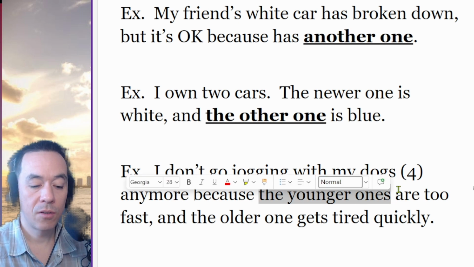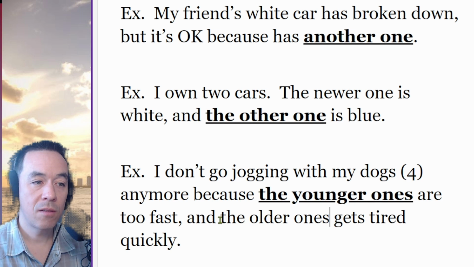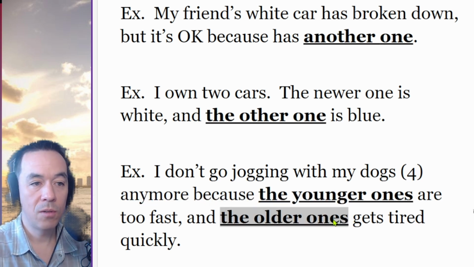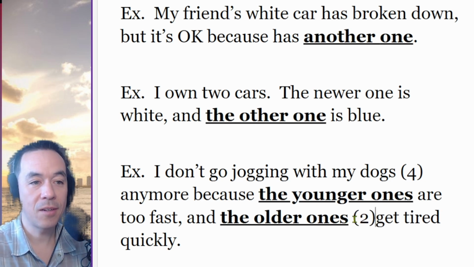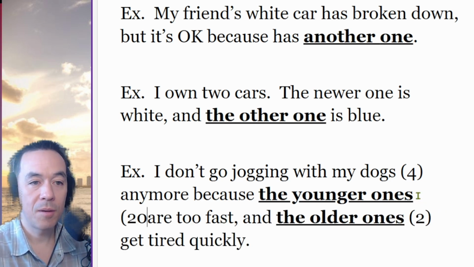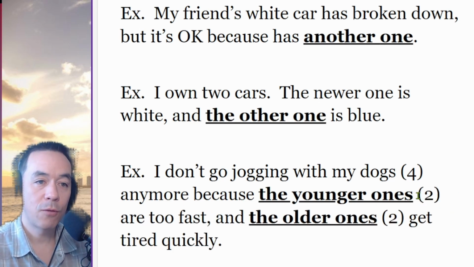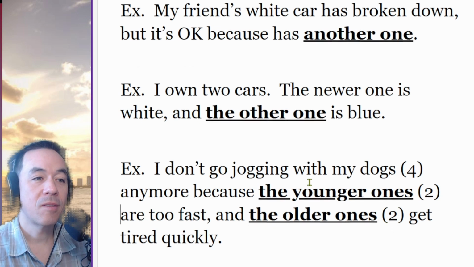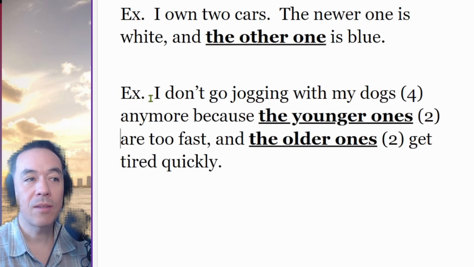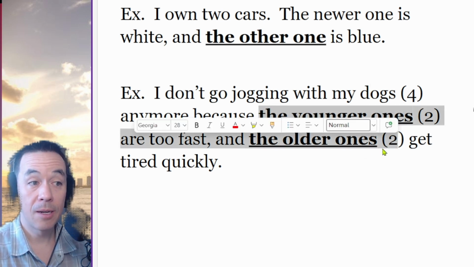The younger ones are too fast, and the older ones get tired quickly. Okay, look at that. If we know it's 4 in total, it must be 2 and 2. So yeah, look, that's mention number 1, my dogs. Mention number 2 is the.